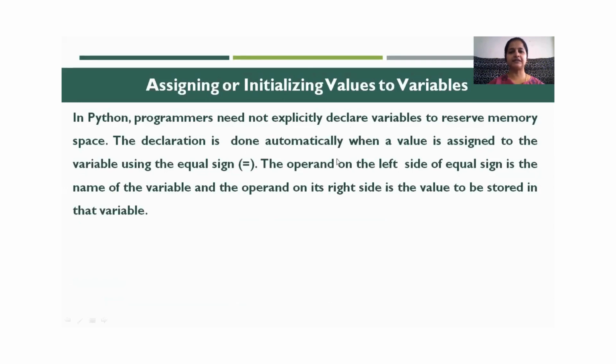Assigning or initializing values to the variables. In Python, programmers need not explicitly declare variables to reserve memory space. The declaration is done automatically when a value is assigned to a variable using the equal to sign. The operand on the left side of the equal sign is the name of the variable, and the operand on the right side is the value to be stored in the variable.